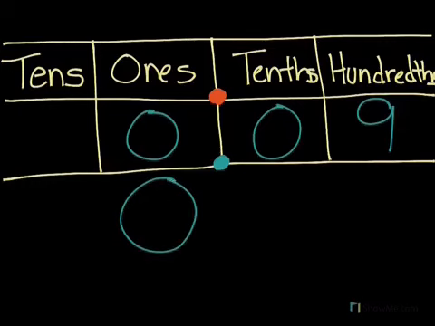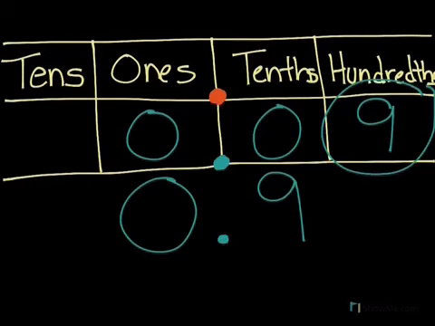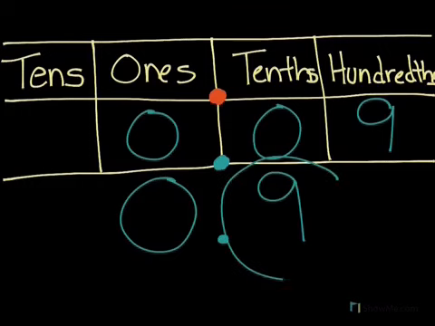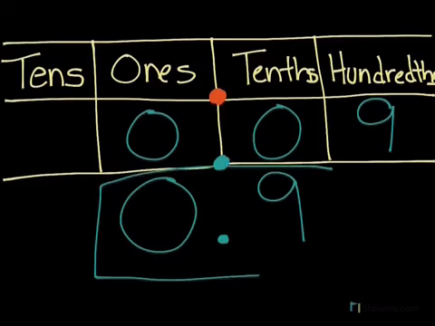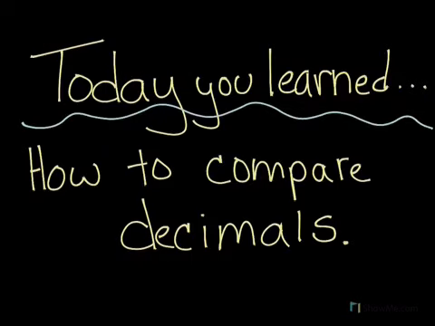If I compare it to this decimal, which is bigger? Our first decimal has 9 hundredths, which is like 9 cents. And our second decimal has 9 tenths, which is like 90 cents. So 9 tenths is going to be greater. Today you learned how to compare decimals.